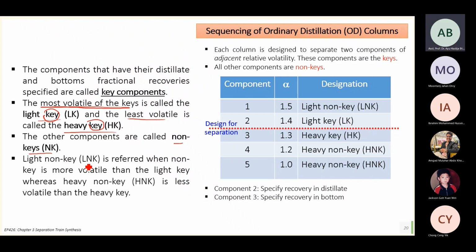Light non-key is referred to when a non-key is more volatile than the light key, whereas heavy non-key is less volatile than the heavy key. So in questions, sometimes the question will state what is the heavy key that you need to recover, or what is the light key that you need to recover.